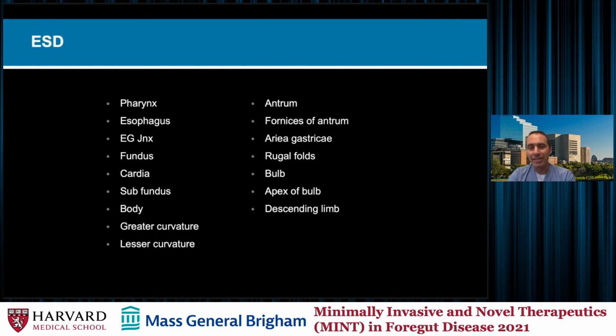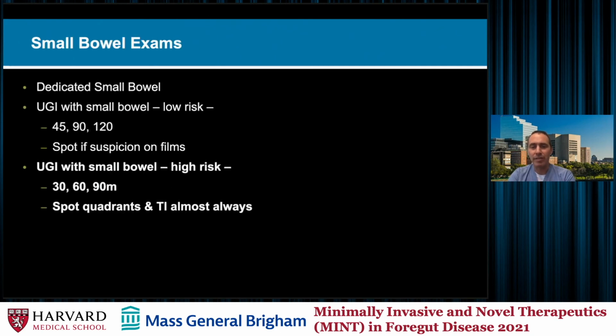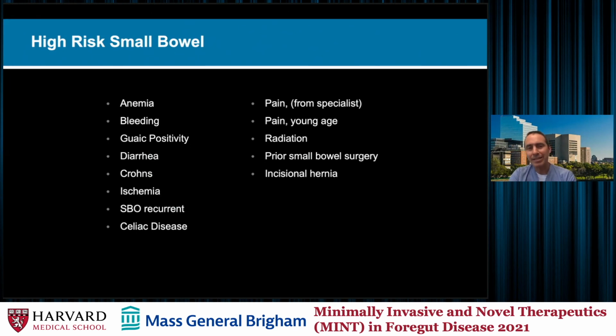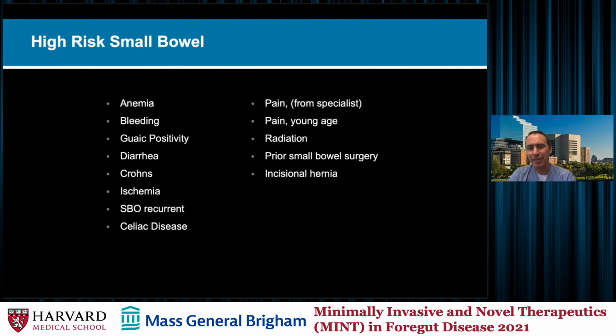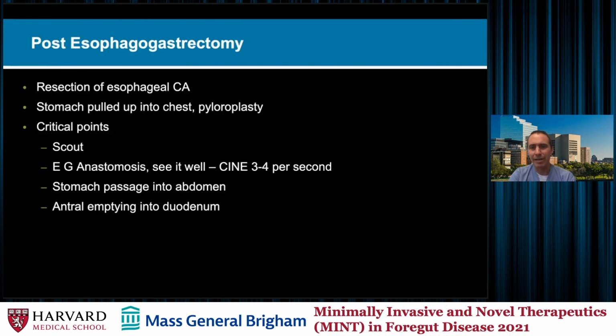EGD, we look at all of these different components, so it's actually pretty significant. This is the upper GI, where we're looking at every part of the stomach. Small bowel exams, small bowel follow-through, we'll do every 30 minutes usually for imaging, unless it's just a delayed transit examination in which we want to image them less often. It's 30 minutes for high-risk small bowel, 45 minutes for low risk. The thing is, if you're ordering it, it's high-risk bowel. Pain and bleeding, et cetera, are all on there, right?